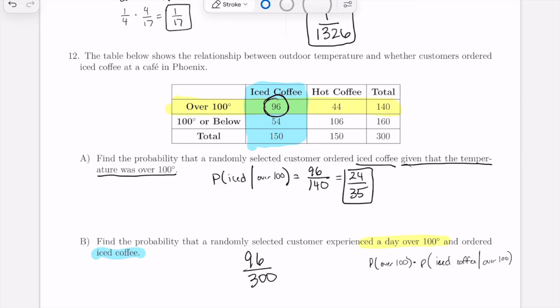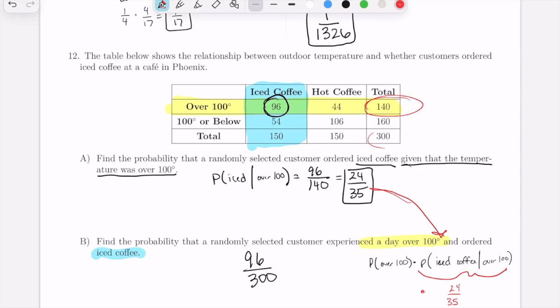Next, I do want to show you how our formula works with this as well. So if we look at what our formula said, we can actually just multiply these two events, the probability of over 100 and the probability of iced coffee given over 100. This probability right here, iced coffee given over 100, that's actually what we got right here. So we can just put that down in this area here. So this would be 24/35. And the probability that it's over 100, that was 140 out of 300. So we can write that here as well, 140 over 300.